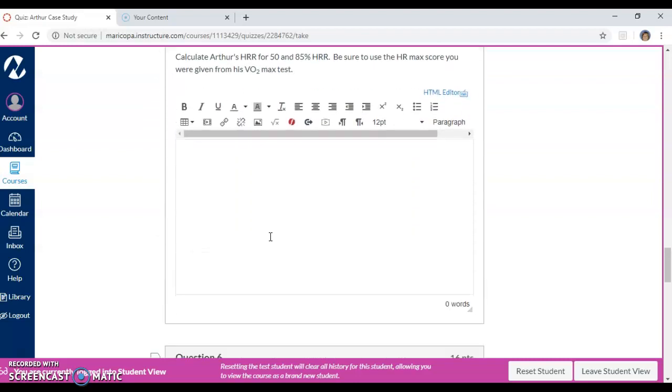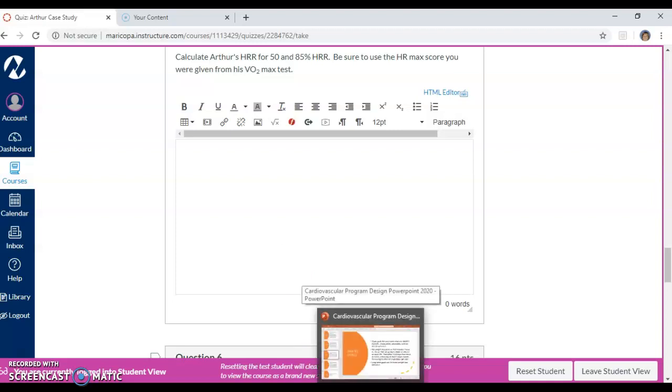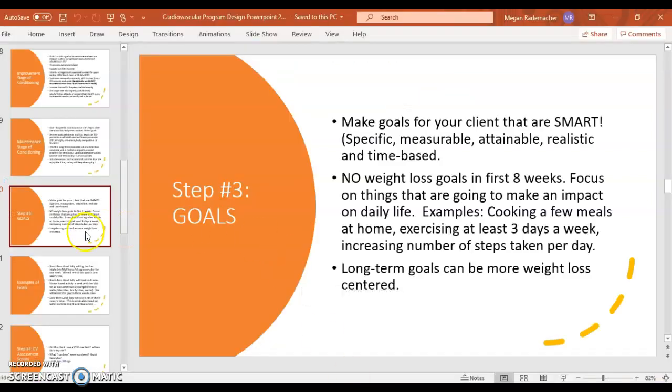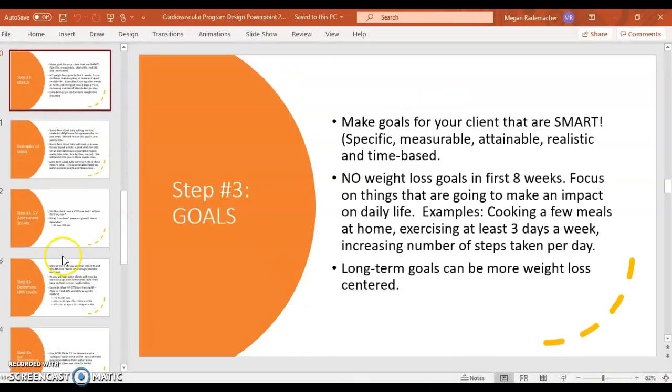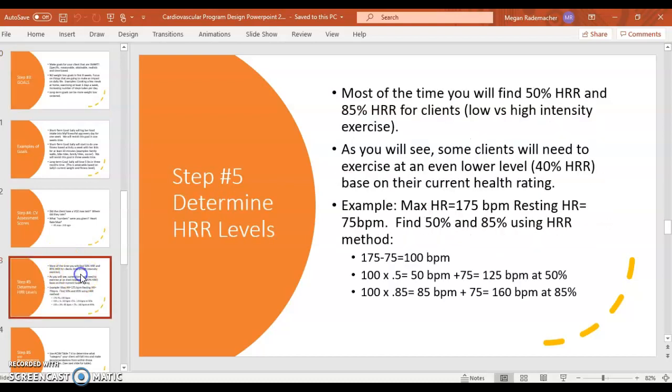Question number 5 was calculating Arthur's heart rate. The correct answer for that would have been 130 and then 158 beats per minute. If you still need help with determining heart rate reserve levels, again, in the PowerPoint, there's an example. If you still need help, contact me.